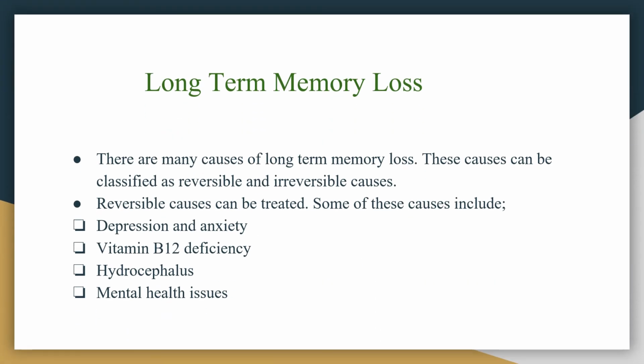There are many causes of long-term memory loss. These causes can be classified as reversible and irreversible causes. Reversible causes can be treated. Some of these causes include depression and anxiety, vitamin B12 deficiency, hydrocephalus, and mental health issues.